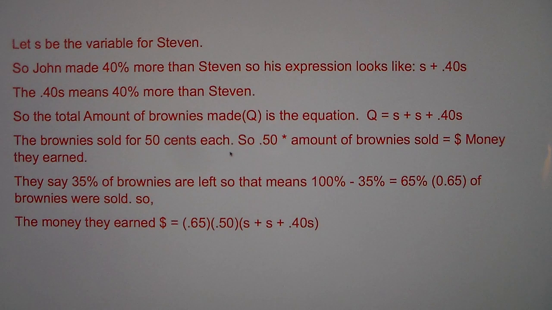Now the brownies sold for 50 cents each, so 0.50 times the amount of brownies sold is the money they earned. They say 35% of brownies are left, so that means 100% minus 35% equals 65%, which is represented as 0.65 of the brownies were sold. So your equation is right here on the bottom. The money they earned is going to equal 0.65 for the 65% of their brownies that were sold, times the 50 cents which they were charging per brownie, and the S plus 0.40S stands for the amount of brownies that they made.